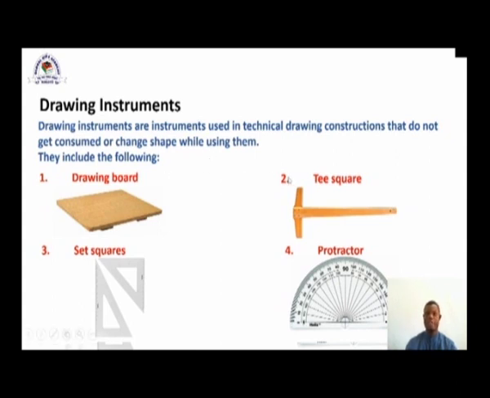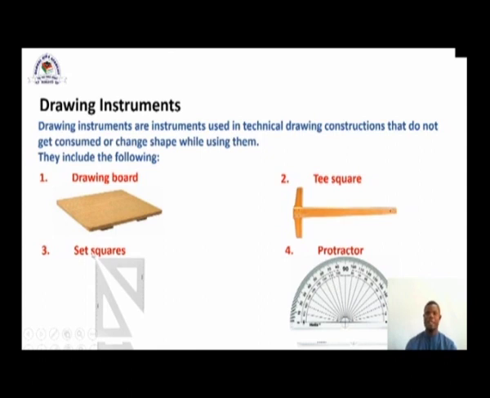The second instrument here is the T-square. Now take a look at the T-square. The T-square is made of plastic, wood, or metal. It consists of two different parts: the stalk, which is the head, and the blade. Another instrument we have here is the set square.